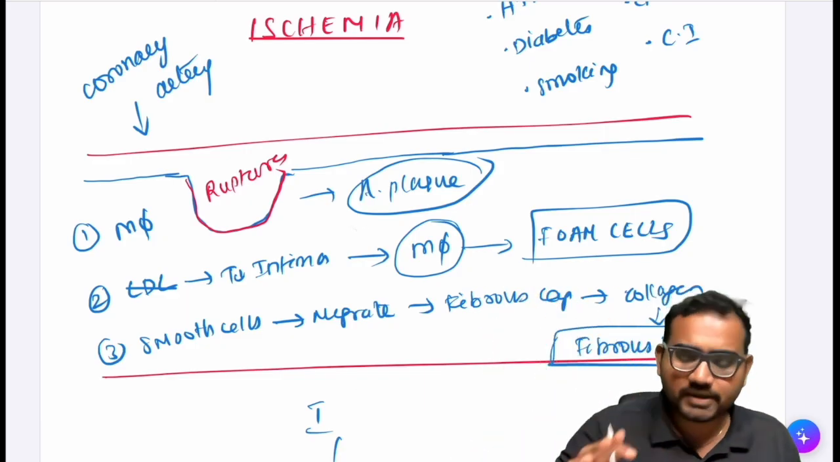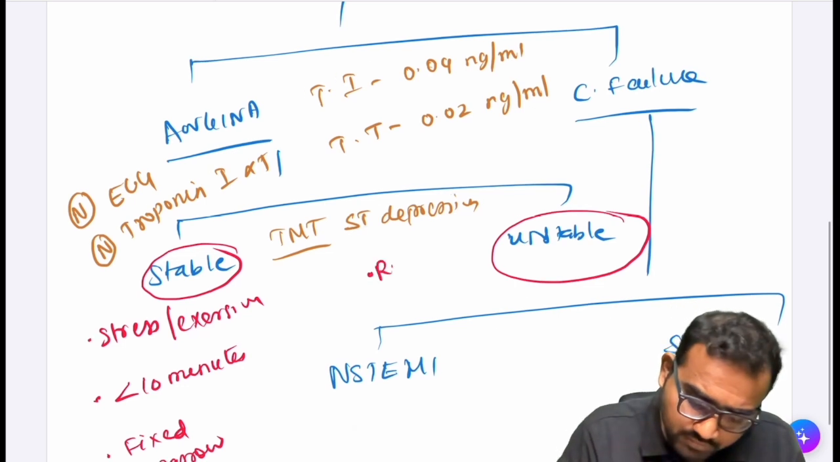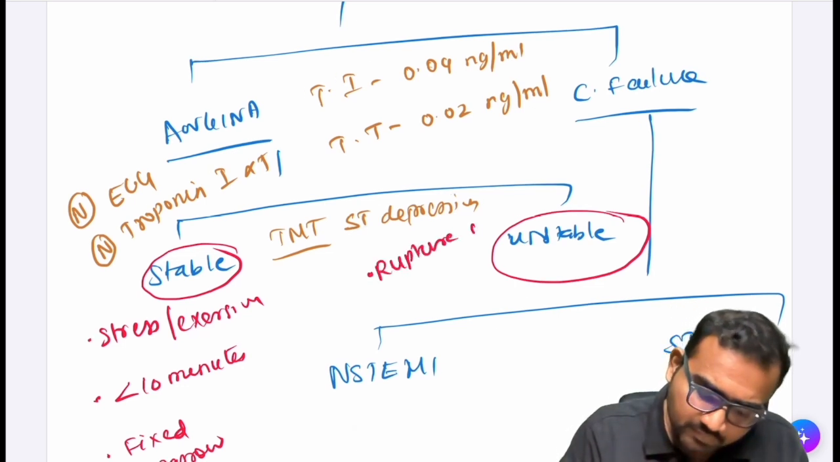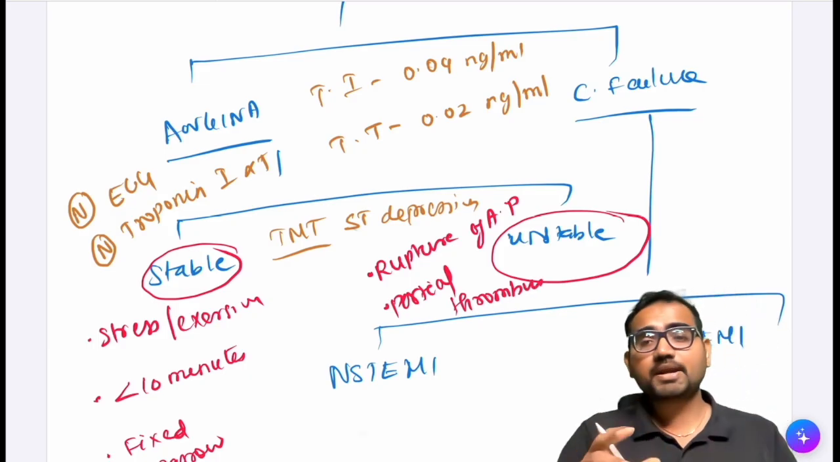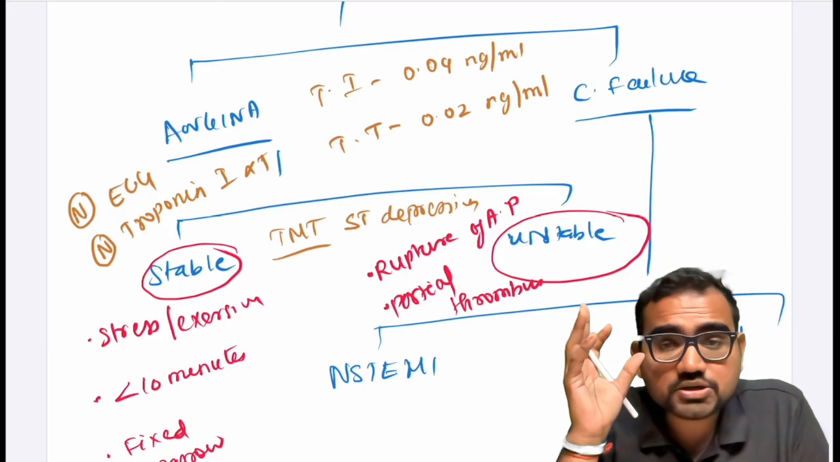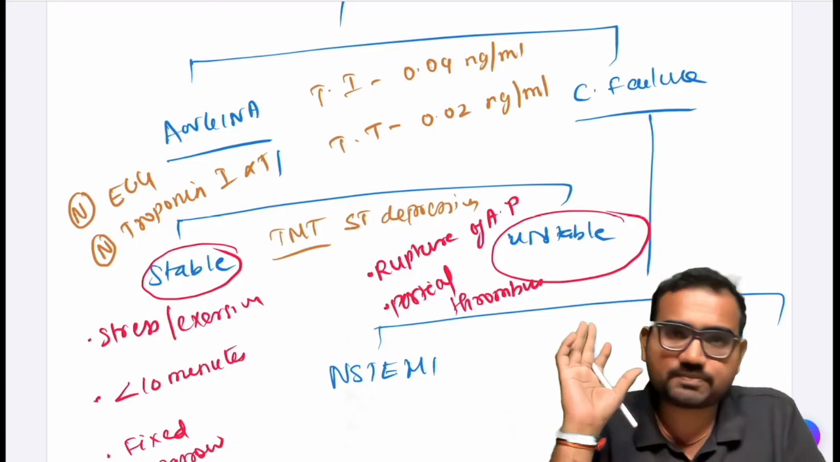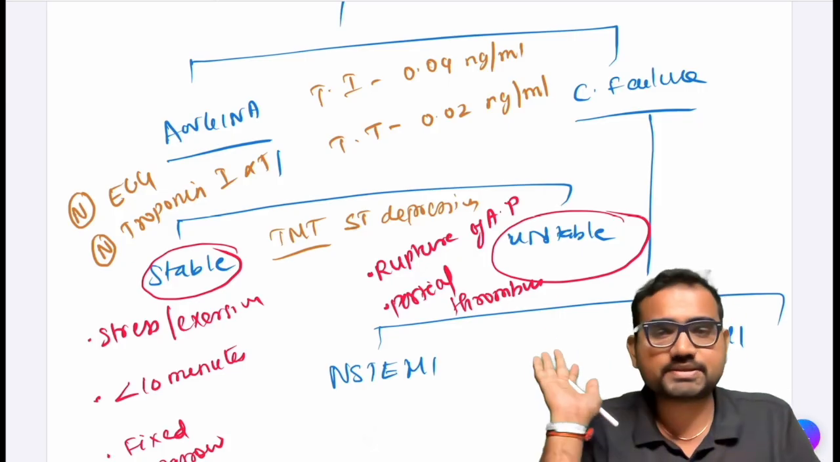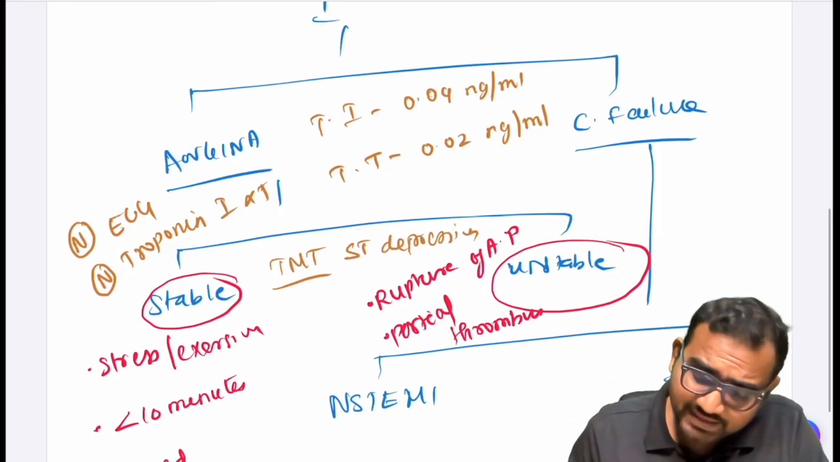So in unstable angina, there will be rupture of the atherosclerotic plaque, and that is going to result in formation of a partial thrombus. What do you mean by partial thrombus? The blood clot formed over the atherosclerotic plaque as it ruptures is not causing complete obstruction of the vessel. It is just causing partial obstruction. So that is called unstable angina. These patients will have pain even at rest.